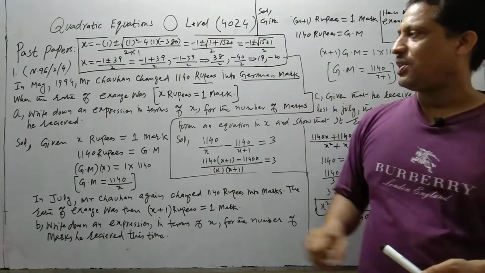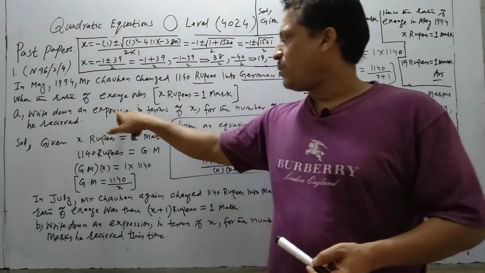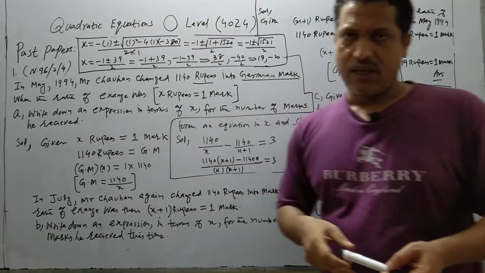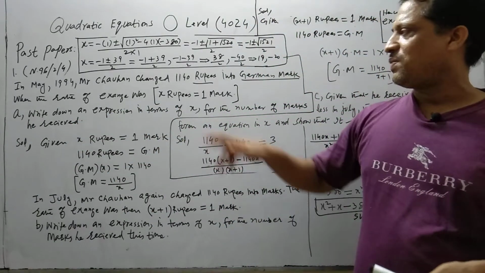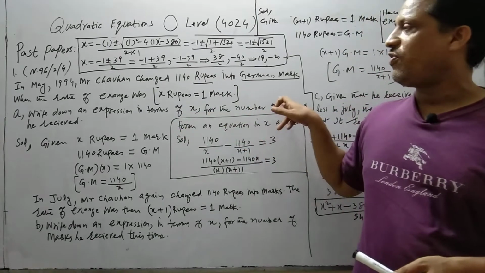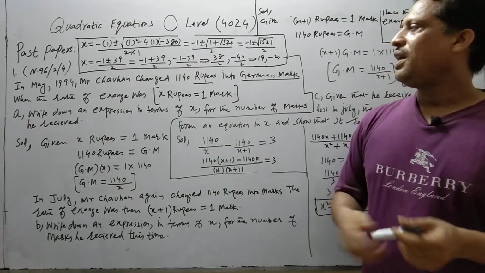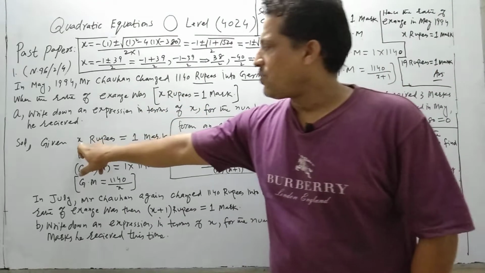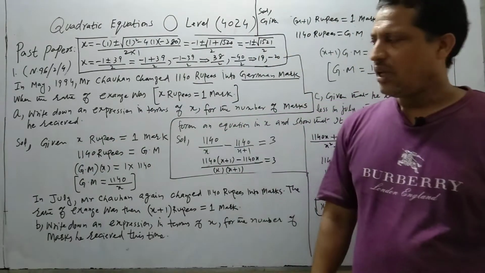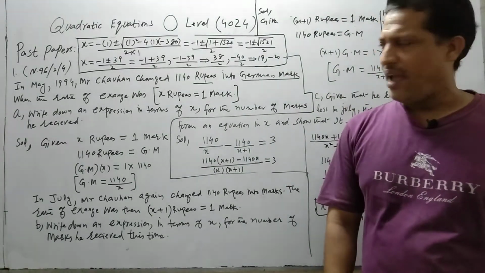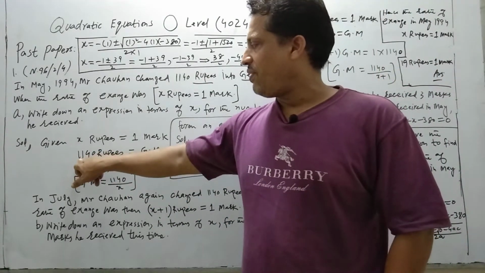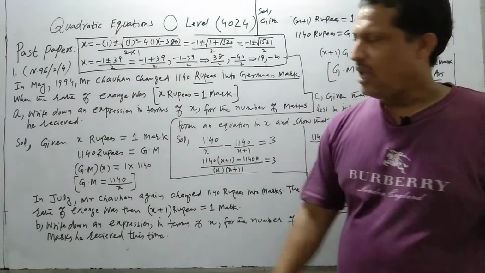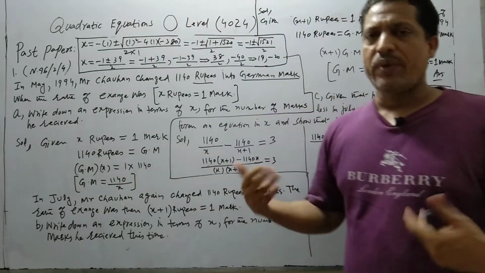Part A of this question is: write down an expression in terms of X for the number of marks he received. We have to write the expression in terms of X for the number of marks he received. Students, the currency rate given is X rupees is equal to 1 mark. And how much does Mr. Chauhan have? Mr. Chauhan has 1140 rupees. So if X rupees is equal to 1 mark, then how many rupees is equal to how many marks?